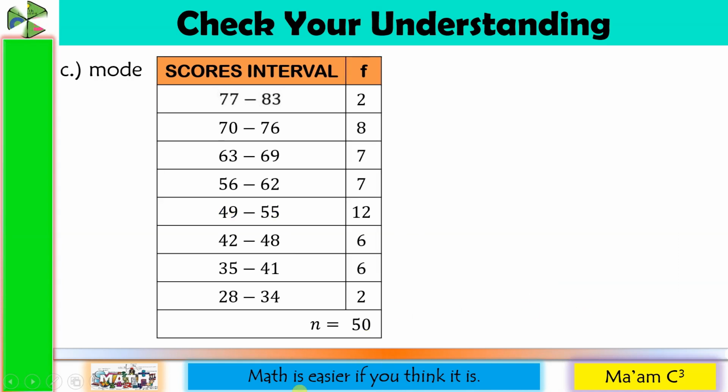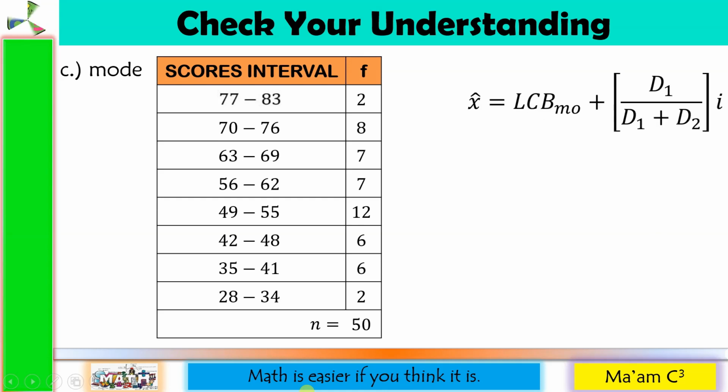Let us recall our formula. Let us identify first the modal class. The modal class is the class containing the highest frequency. The highest frequency here is 12, so this is our modal class. So this will be equal to the lower class boundary of the modal class. Lower class boundary, 49 minus 0.5 is 48.5.